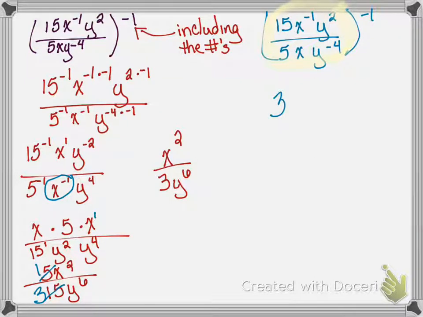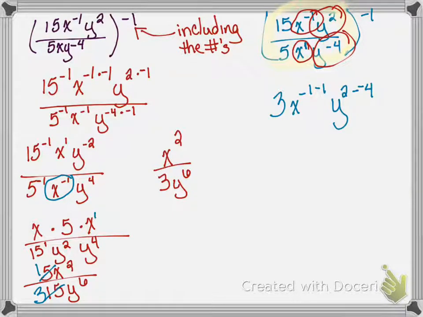Okay? Then I have x to the negative 1 minus 1. Okay? Because this is to the power of 1, and I'm subtracting. Then I have y squared minus negative 4. Okay? And that's this right here. 2 minus negative 4. So once I've done that, I'm left with 3x to the negative 2 times y to the 6th.